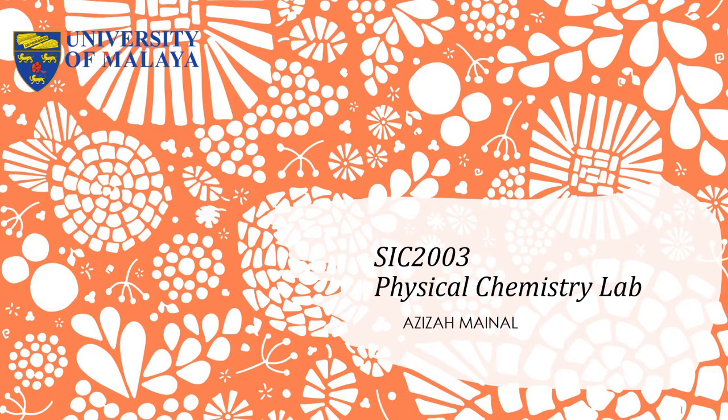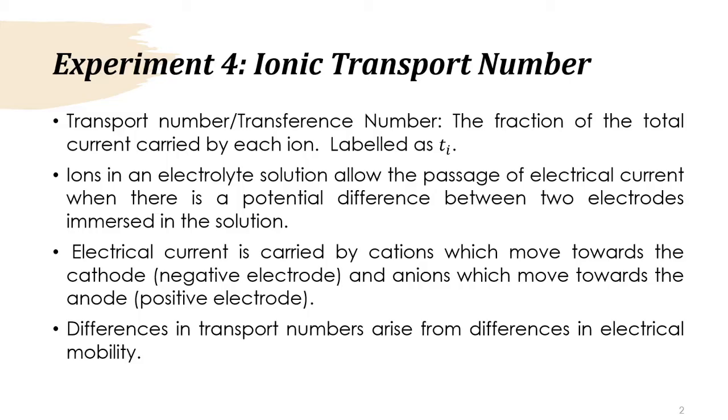Hi class, welcome back to SIC2003 Physical Chemistry Lab. Today we are going to discuss experiment 4, which is the ionic transport number. Now this is clearly one of the topics in electrochemistry, and if you have taken an electrochemistry class, you have probably come across this topic before. Another name for transport number is transference number. So in some textbooks you may see it as transference number. It means the same thing.